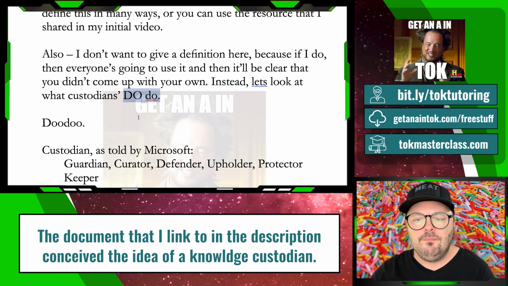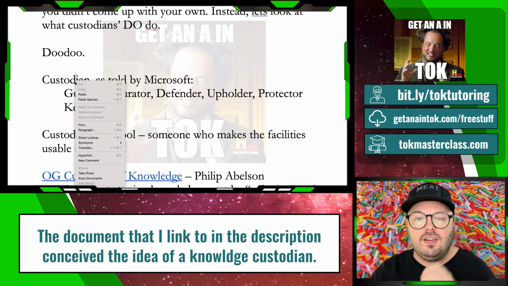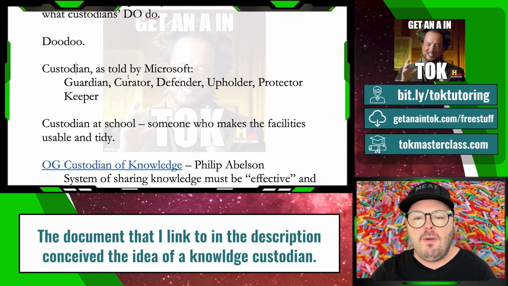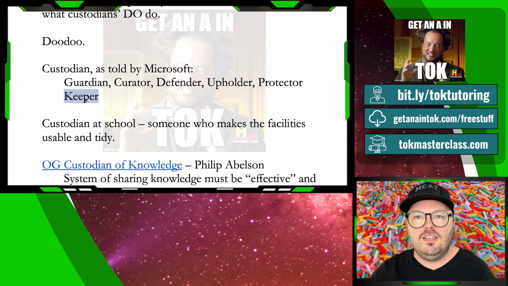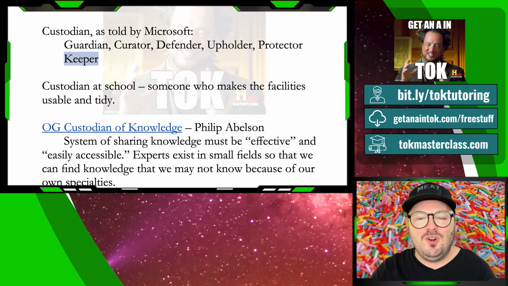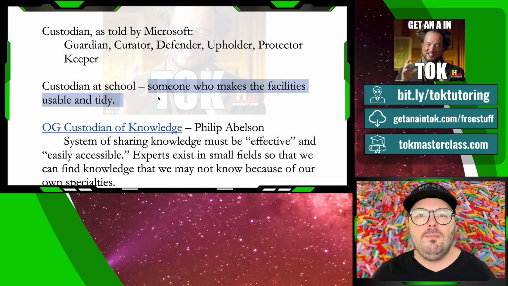If you right-click custodian and look at the menu, Microsoft says custodian is a guardian, curator, defender, upholder, protector, and keeper. You can easily apply this to knowledge. You can also think about a custodian at school, someone who makes the facilities usable and tidy. So how do we make knowledge usable? Are there people out there that make knowledge usable? Do we still need them? And we'll talk about why we may not.